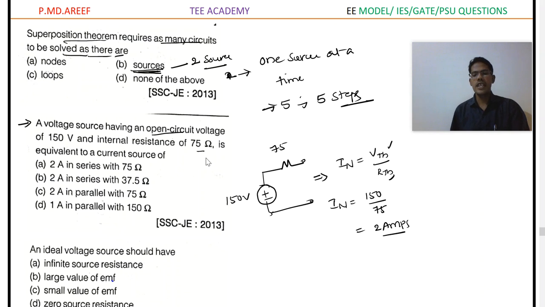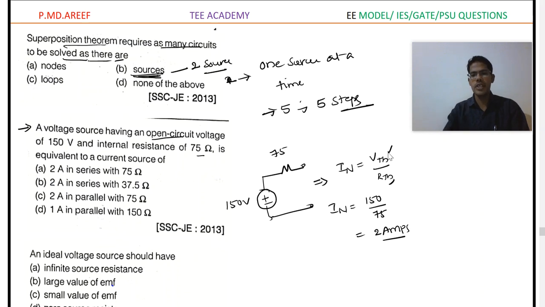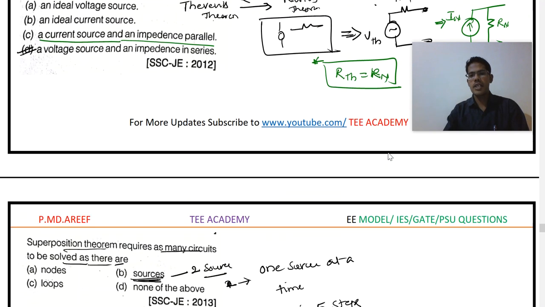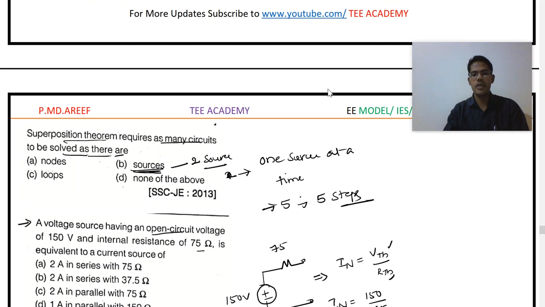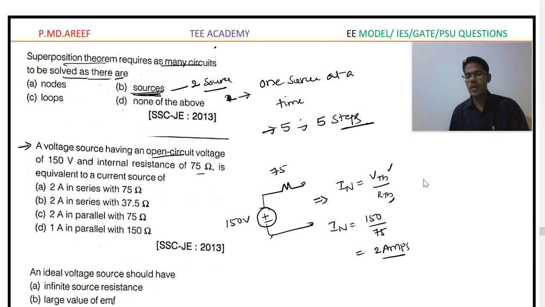Now I need to find the resistance. Just now we discussed that RTH is equal to RN. So whatever the RTH value is, the same value should be the RN value. So RN is equal to 75 ohms. So the answer is a current of 2 amperes, which is in parallel with a resistance of 75 ohms here.